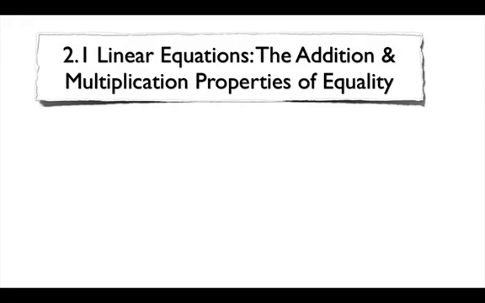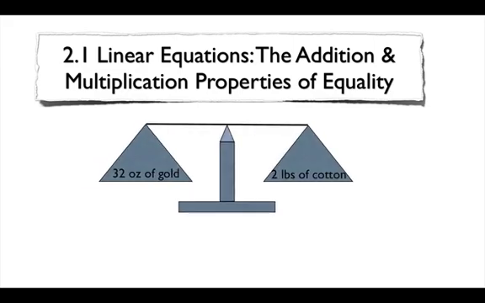This is section 2.1, linear equations, the addition and multiplication properties of equality. Look at this picture here. This is supposed to be a scale, and I want you to keep this in mind as we do problems in this chapter. Anything that has to do with an equation, this scale, you always want to keep it balanced. So whatever you add to one side, you must add to the other side, so it'll stay balanced.